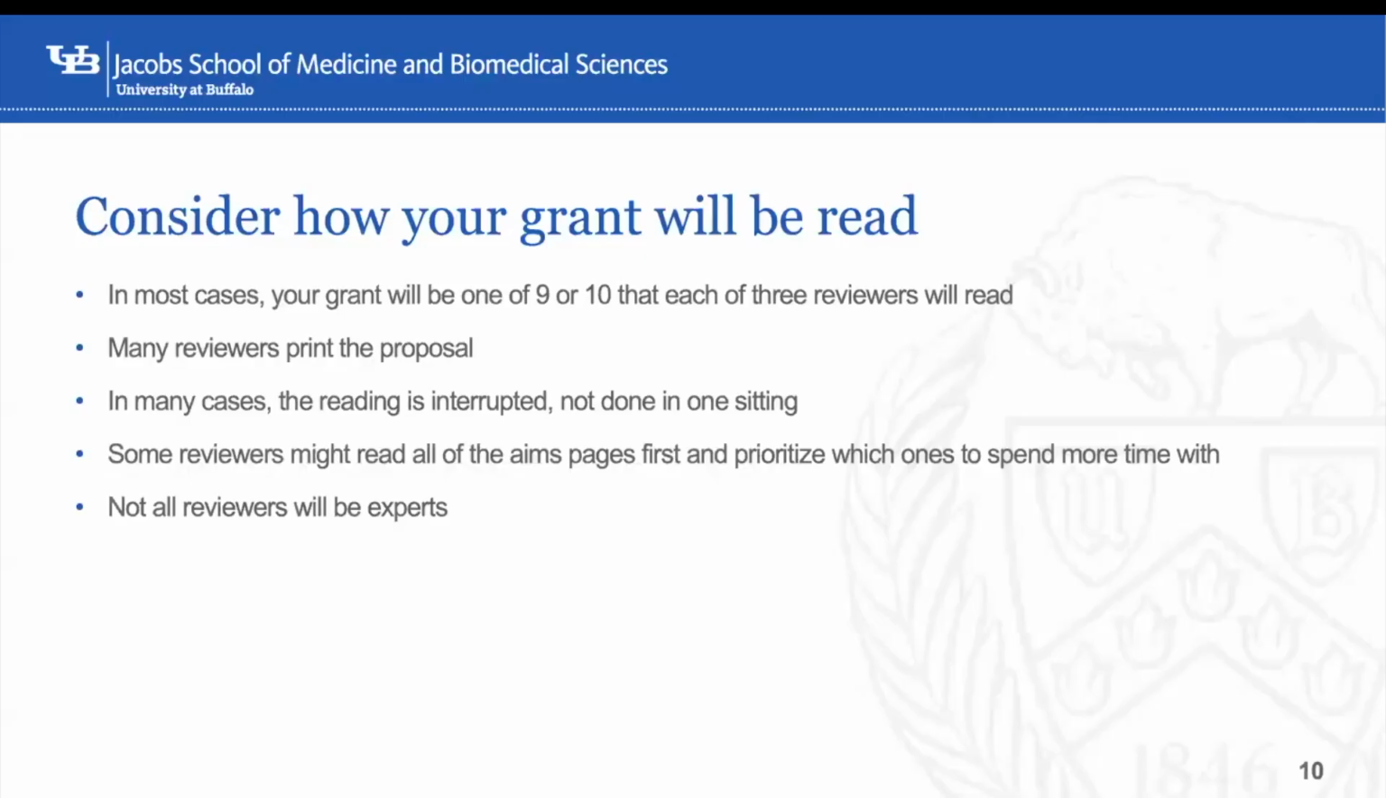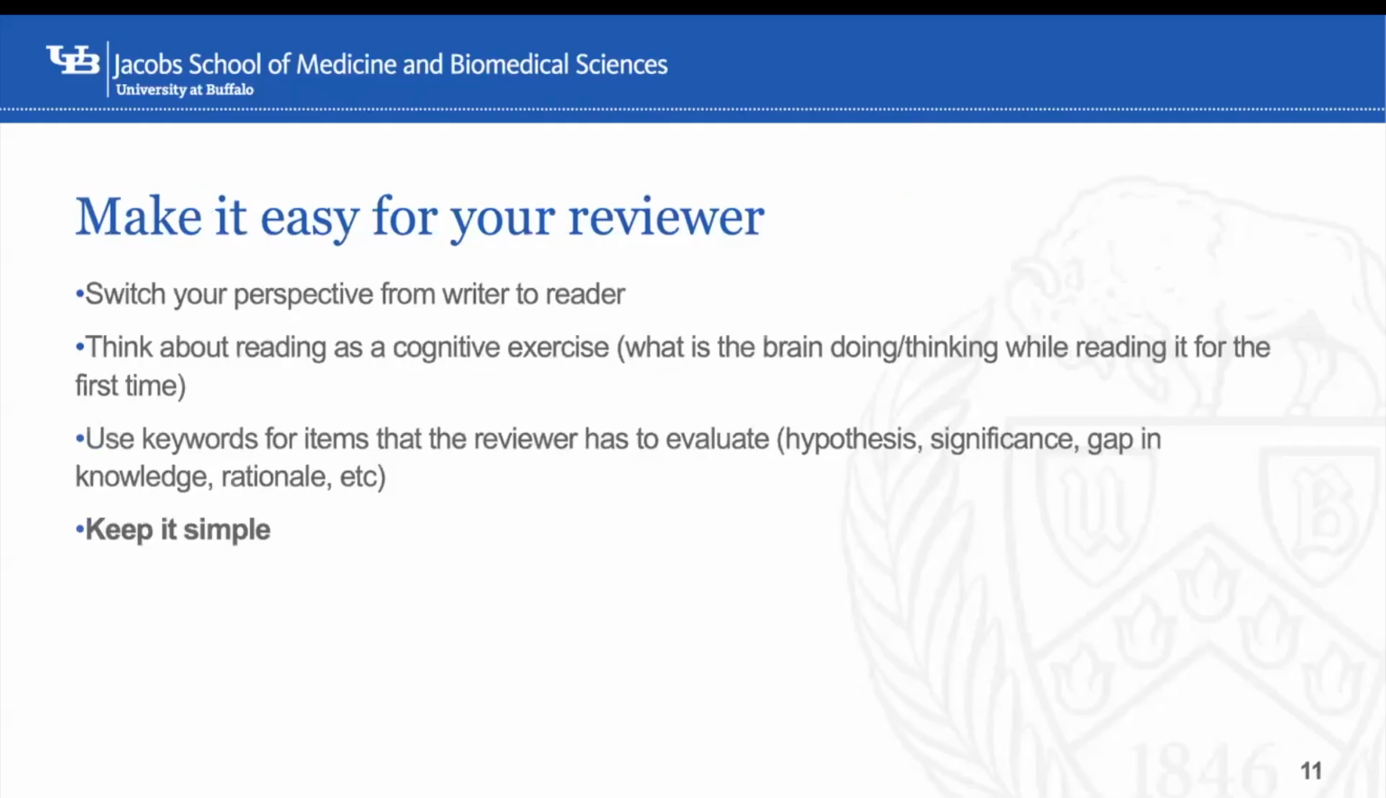Also, not all reviewers, as I said in the past, will be experts. So again, try to reframe things in terms of this being for the reviewer. You need to make it easy for them. So when you start writing, that's what we're going to try to do. So how do you make it easier for the reviewer? You switch your perspective from writer to reader, right? You get a lot of people to read it, because that's how you know how it's read and how people are perceiving what you're writing.